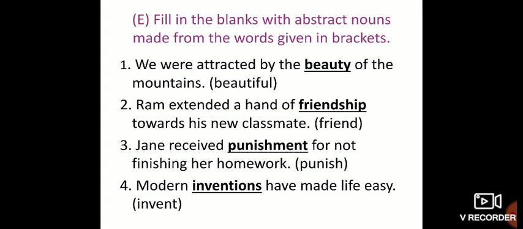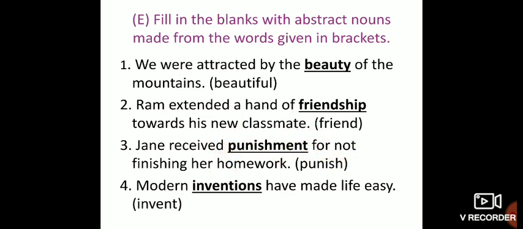So now let's see the answers. So we were attracted by the beauty of the mountain. So beautiful becomes beauty. Ram extended a hand of friendship. So here friend will become friendship. So here friendship is your abstract noun. Jane received punishment for not finishing her homework. So punish will become punishment. So here punishment is your abstract noun.